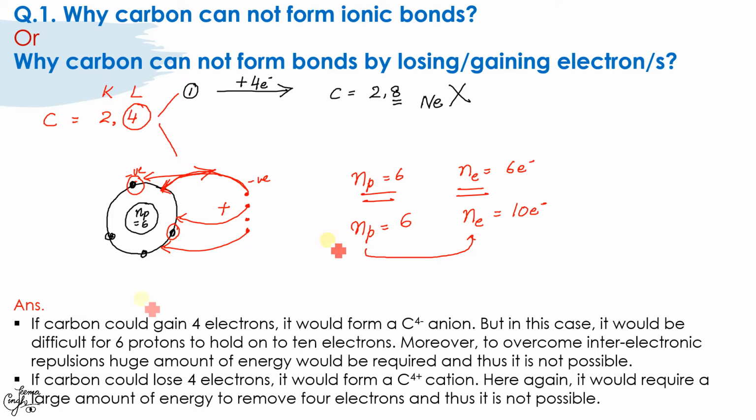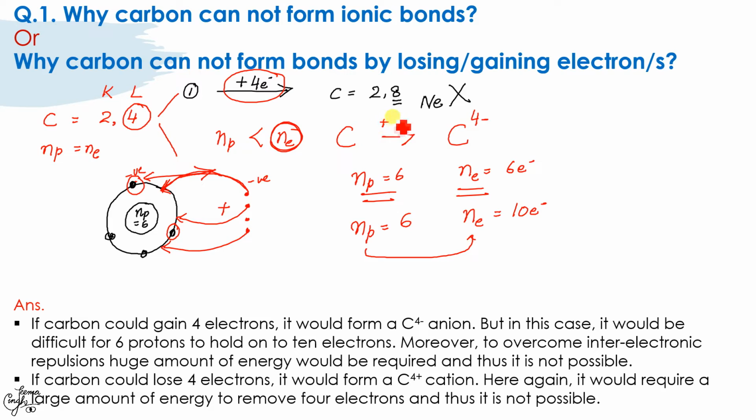You're supposed to write, if carbon could gain 4 electrons, it would form a C4 negative anion. What does that mean? Something is gaining 4 electrons. First, the number of protons was equal to the number of electrons. Now, the number of protons is less than the number of electrons. Negative charge is dominating. How much? 4. So carbon, which was neutral, will now form C4 negative. Why 4 negative? Because it has gained 4 electrons, and electrons carry negative charge.